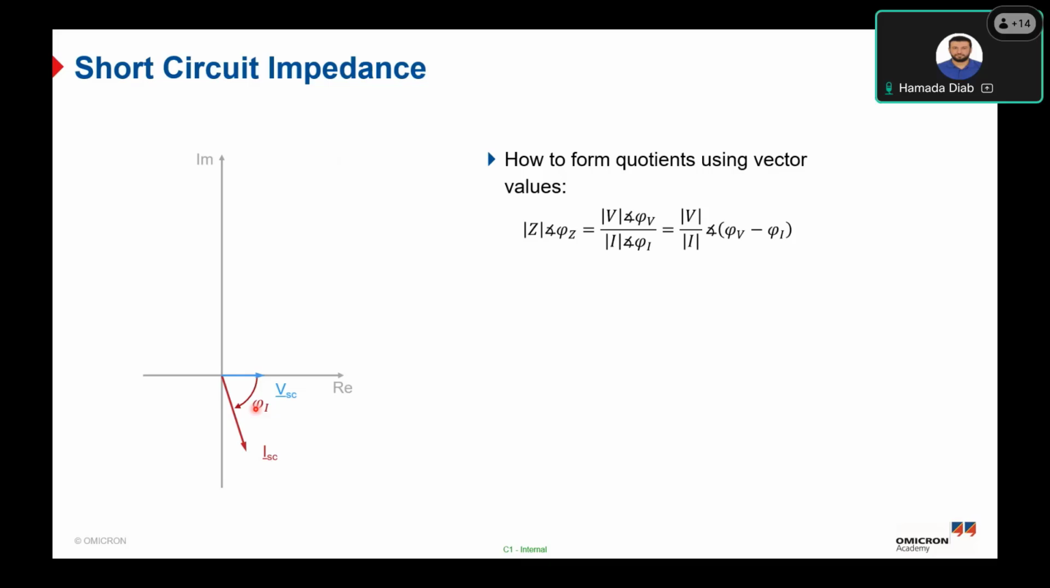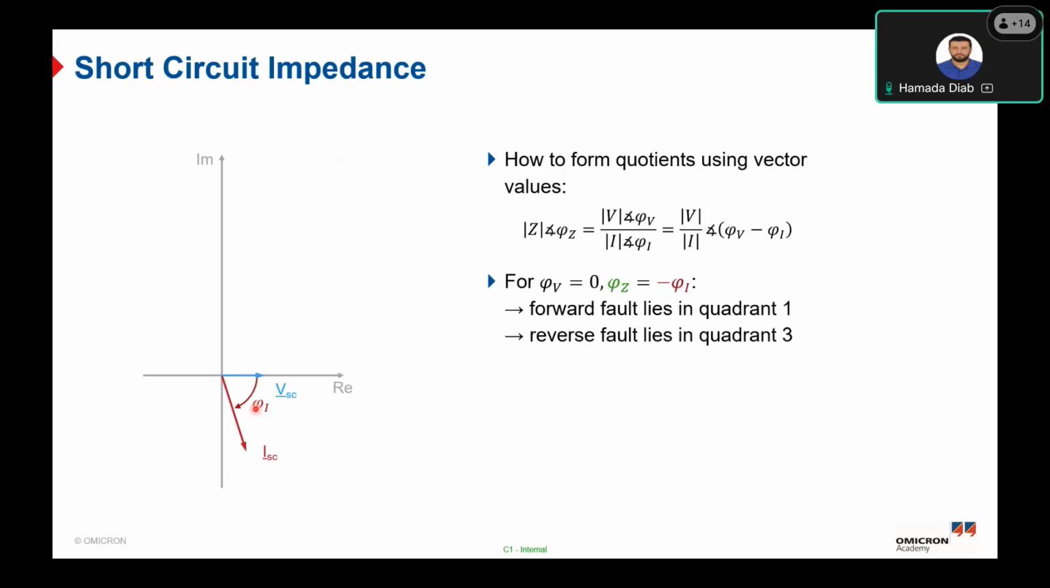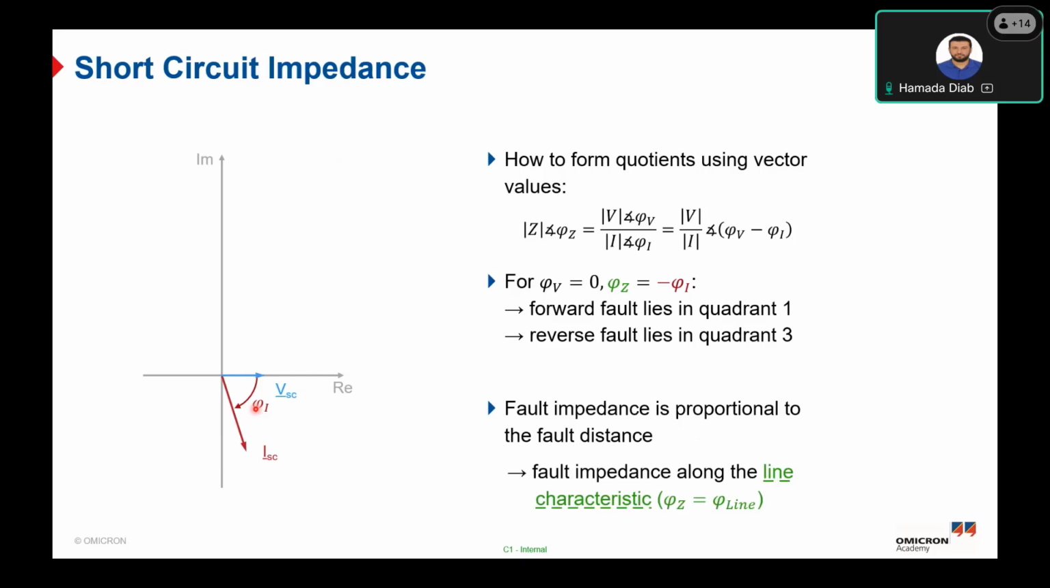Okay, so here is how to represent the short circuit impedance in the RX plane. For example, if we have phi voltage equal to 0, which is the reference value, phi Z in our case will be minus phi I. So the forward fault lines will be in quadrant 1, and the reverse will be in quadrant 3. The fault impedance is proportional to the fault distance, because the short circuit impedance depends on the line length to the location of the fault. Here is the ZSC with phi Z, and here is the forward fault impedance in the first quadrant, and the reverse fault impedance will be located in the third quadrant.